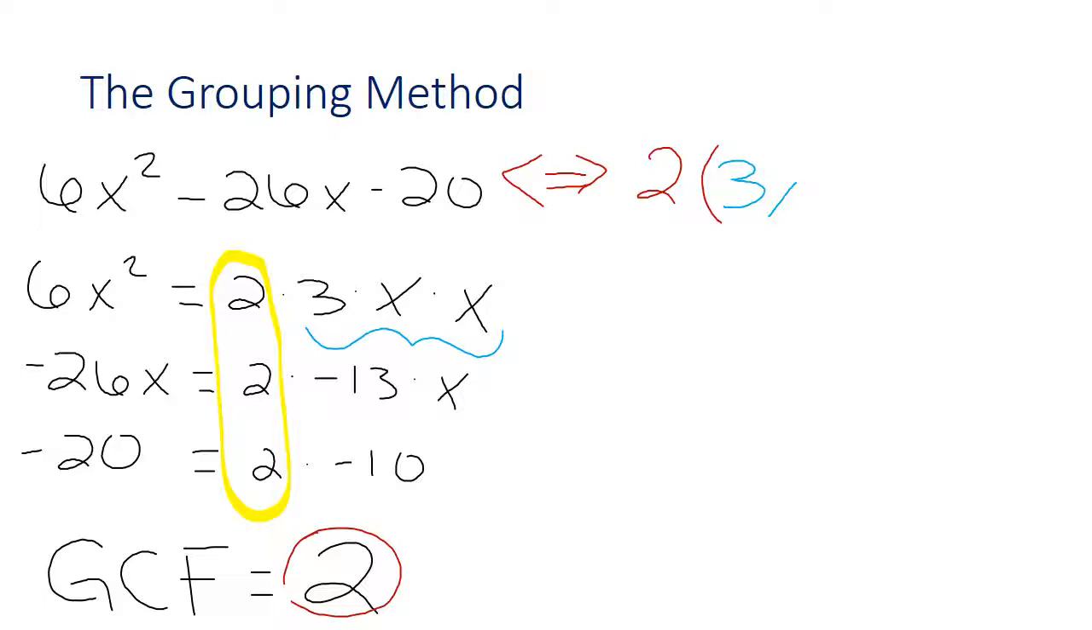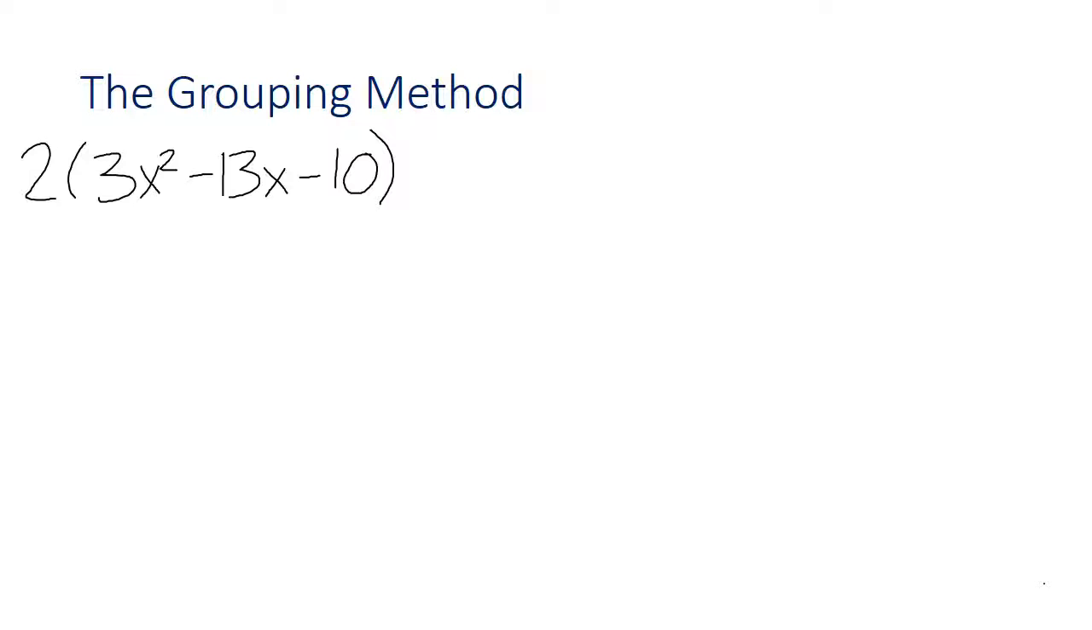We can now rewrite the expression with the 2 factored out, and it will give us 2 times 3x squared minus 13x minus 10. Once we factor out the trinomial by the greatest common factor, we will continue with the next step of the grouping method. We will multiply the value for A times the value for C. Positive 3 times negative 10 is equal to negative 30.